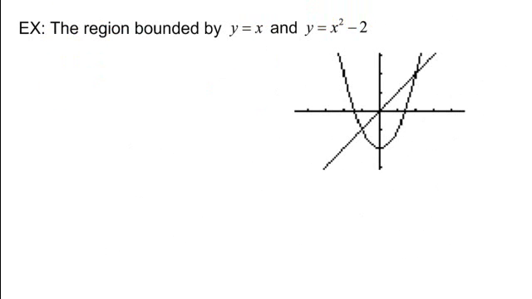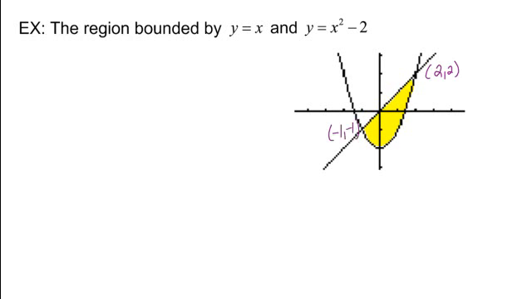Okay, so let's look at an example. We need to calculate the area of the region bounded by the line y equals x and the curve y equals x squared minus 2, which would be this space here. Now you're going to need to know the intersection points where the line and the curve intersect, so you can calculate those points. This point is (2, 2), and this point is (-1, -1).